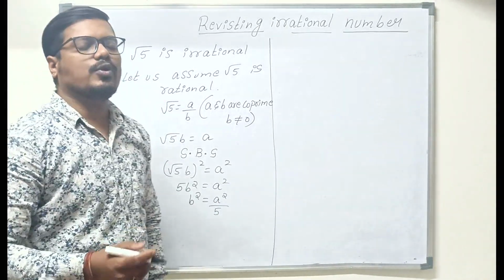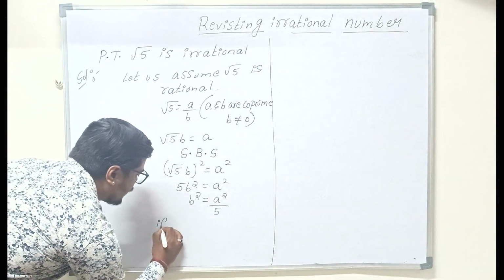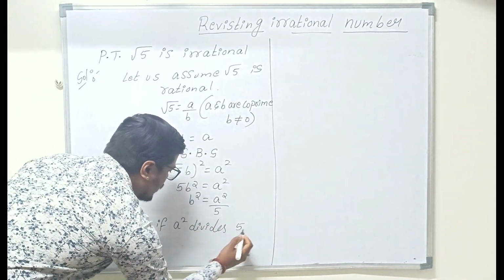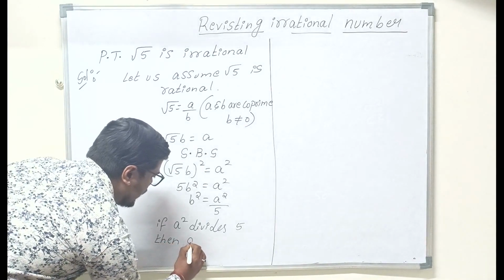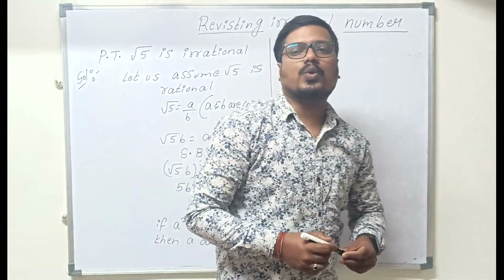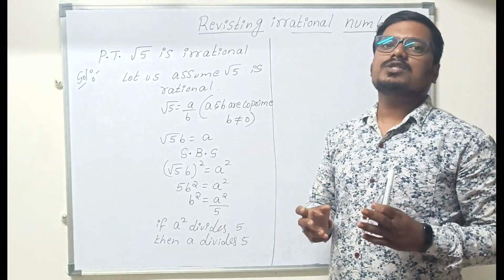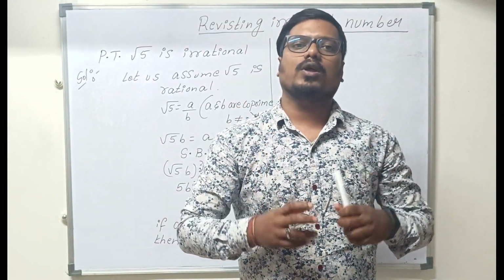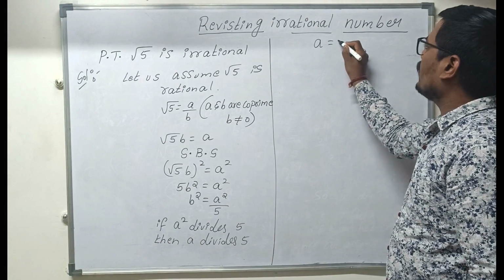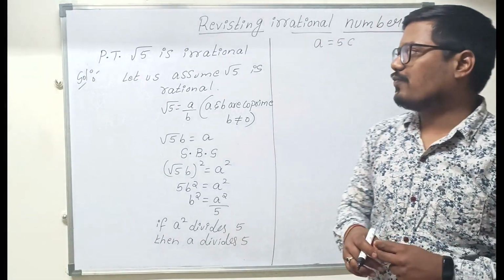We have one theorem in your first chapter. Based on that theorem, I can write: if 5 divides a square, then 5 divides a. So what I have written? If 5 divides a square, then 5 divides a. By this we can assume that a is a multiple of 5. Am I right? That is, a equals 5c.